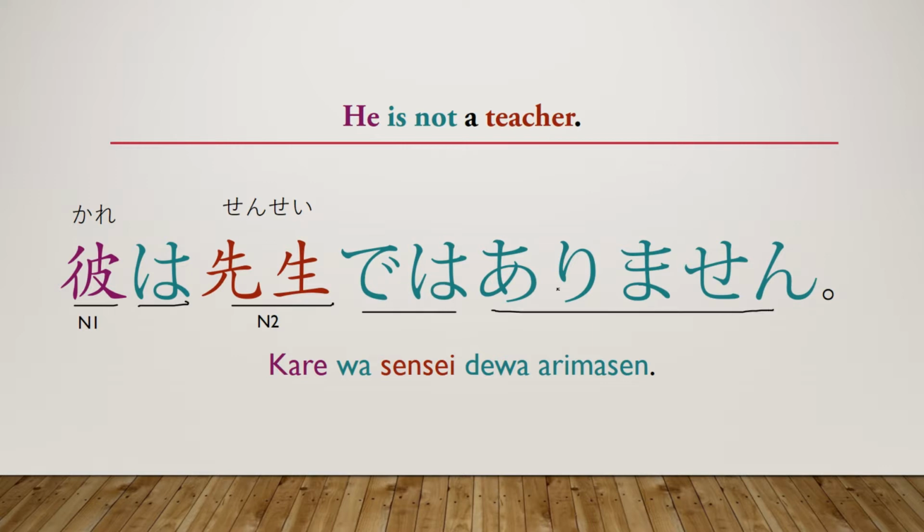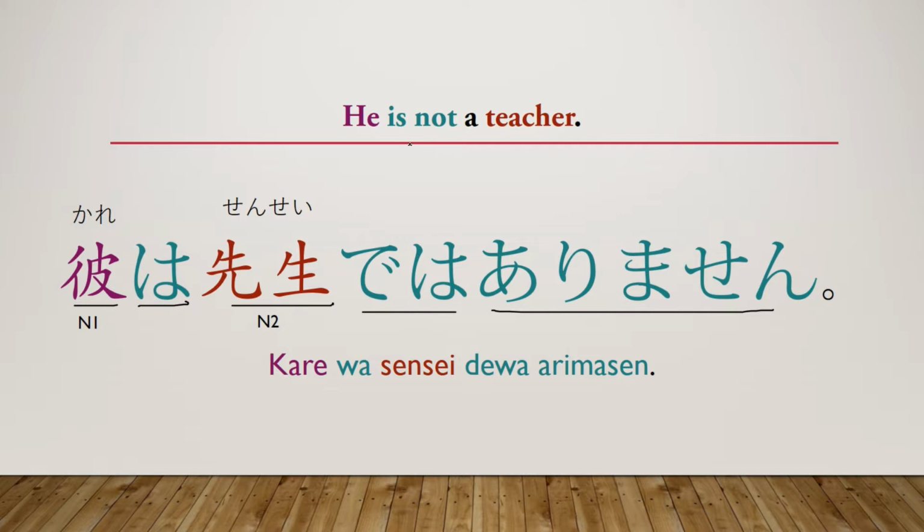Like remember before, if you need to pause, pause on the particle. Don't pause on the word. Don't say kare wa sensei. Say kare wa sensei de wa arimasen. And let's go ahead and break this down. Noun 1 is, of course, kare. Noun 2 is sensei, and then you just kind of plug and play with the grammatical structure here.